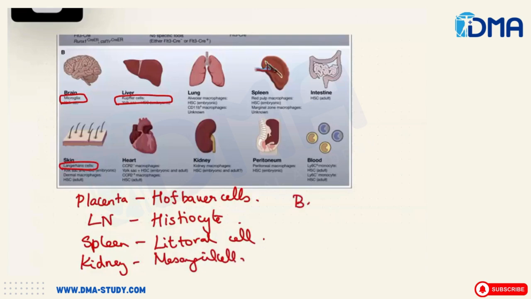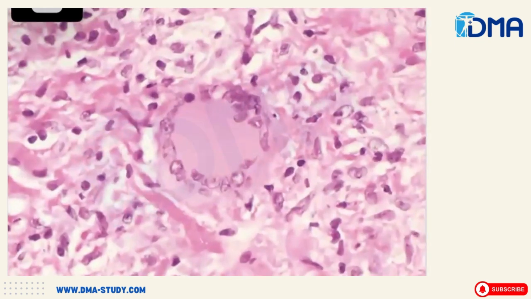How about the bones? What is the macrophage that is present in the bone? Osteoclast. Exactly, osteoclast. So this is regarding the macrophages. Then if you come to the other part, I'll show you the structure. What is this one? First, identify what cell this is.